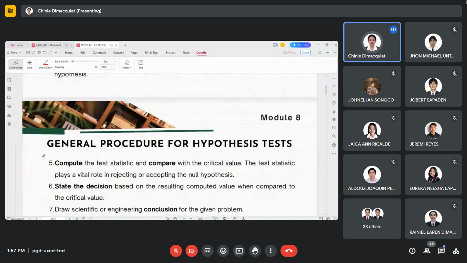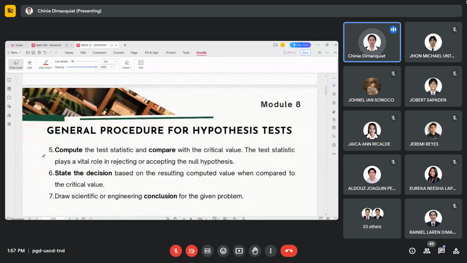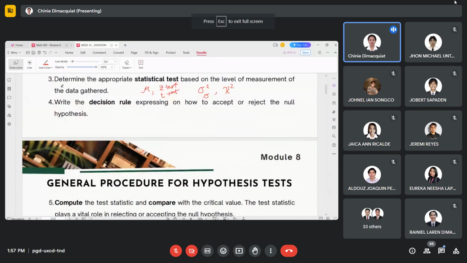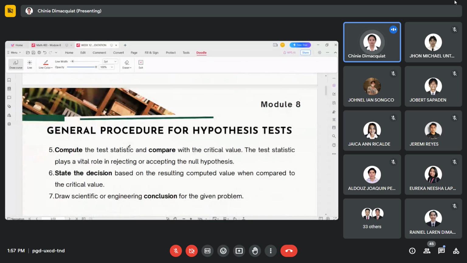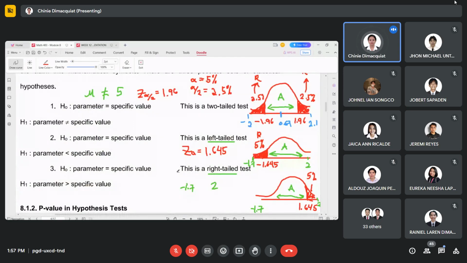So, panglima, compute the test statistic and compare with the critical value. So, di ba, nabanggit dun sa third step natin ito. So, determine the appropriate statistical test. So, pwedeng z-test, t-test, or chi-square test. So, kapag na-identify natin yung formula, madali na sa ating makompute yung hinahanap natin. Siya ba ay z-value, yung ating t, or yung ating chi-square. And itong makukuha nating value ay i-compare natin sa ating critical values. So, katulad dito, ito yung mga na-compute natin, or yung mga example natin na na-compute.